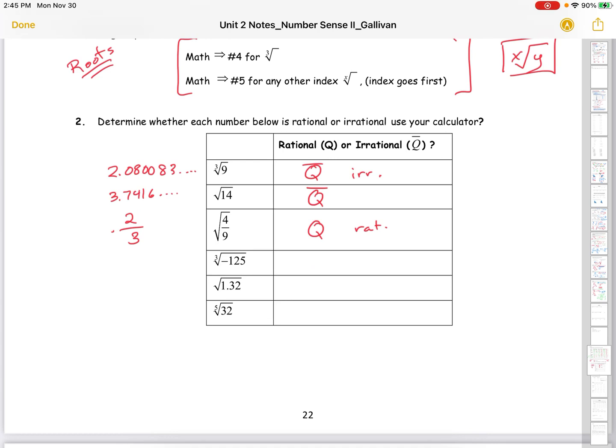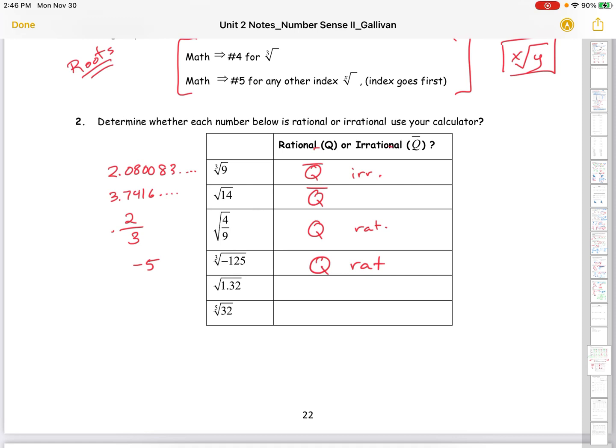Five times 5 times 5 is 125. So the cubed root, this would be -5. So it would indeed be rational. It's also an integer, but it's just asking rational or irrational.